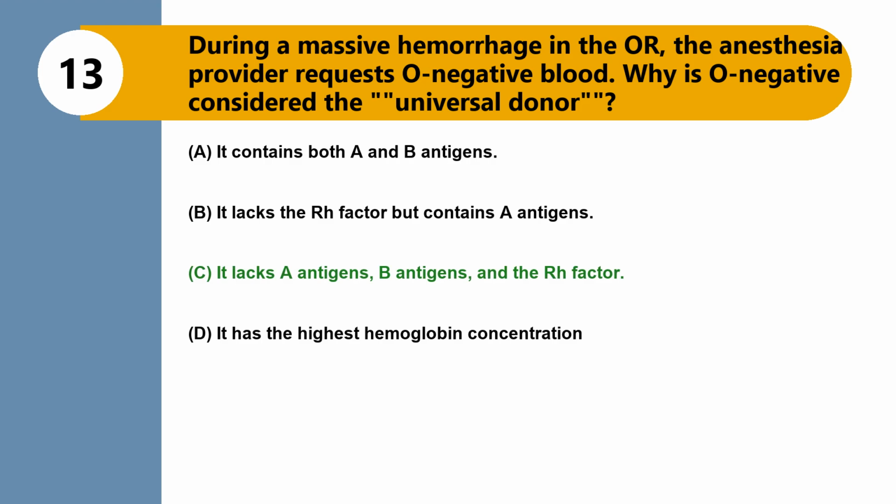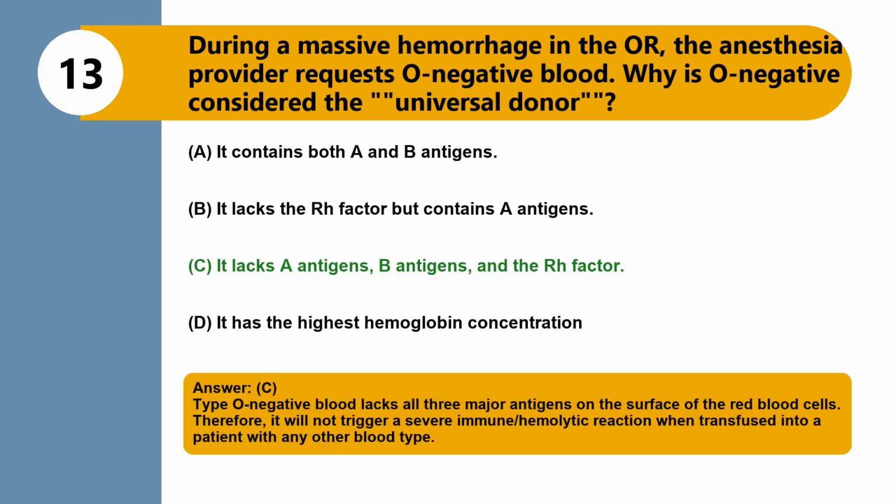The correct answer is option C. It lacks A antigens, B antigens, and the Rh factor. Type O negative blood lacks all three major antigens on the surface of the red blood cells. Therefore, it will not trigger a severe immune/hemolytic reaction when transfused into a patient with any other blood type.